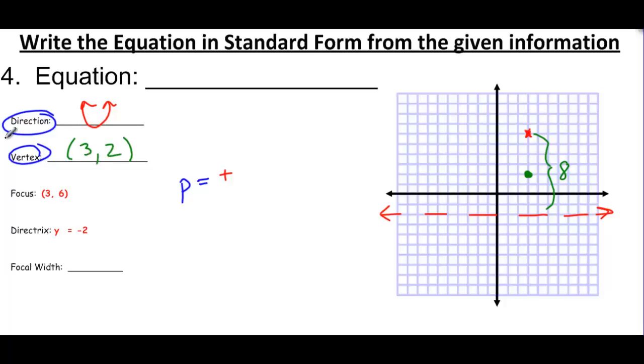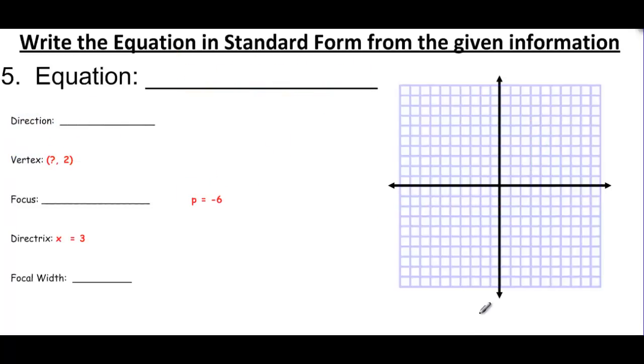Well, if that's at 3, 2, that must have meant that I moved a distance of 4, and it's up, so it's positive, for my p-value. So now I can write my equation. It's up, so it's an x squared problem, so it's x minus 3 quantity squared equals, remember this is always 4 times p, well 4 times positive 4 is 16, and then y minus 2. And that would be my final answer.